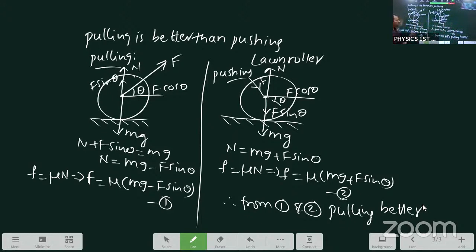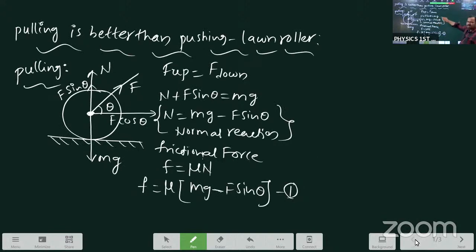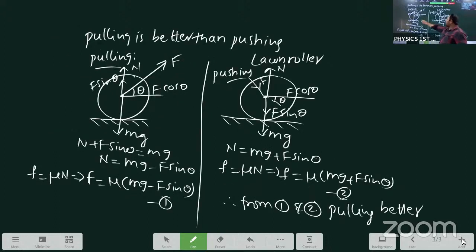This lawn roller explanation is 100% same as the previous explanation. You can get full marks, student, 4 marks. Previous case, like this diagram, just with some explanation. Present case, one side pulling, one side pushing. Normal reaction, frictional force, frictional force. Here 1 mark, here 1 mark, here 1 mark, here 1 mark. Total 4 marks you get from these 4 steps. Okay, that's why pulling is better than pushing in the case of lawn roller.